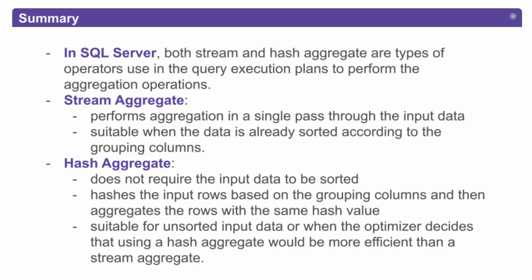But the hash aggregate does not require the input data to be sorted. It hashes the input rows based on the grouping columns and then aggregates the rows with the same hash value. It's suitable for unsorted input data, or when the optimizer decides a hash aggregate would be more efficient than the stream aggregate. And this is the presentation of hash aggregate.